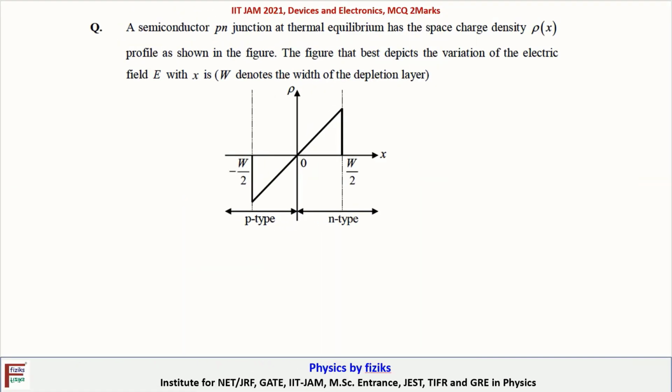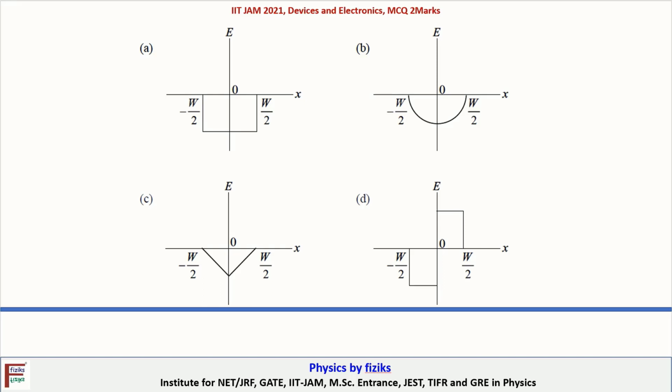In this question, it is given that a semiconductor PN junction at thermal equilibrium has a space charge density ρ(x) profile as shown in this figure. So this is rho on this axis, this is the distance x. The figure that best depicts the variation of the electric field E with x, where W denotes the width of the depletion layer. So 4 options are given. You have to verify the correct variation of E with x.